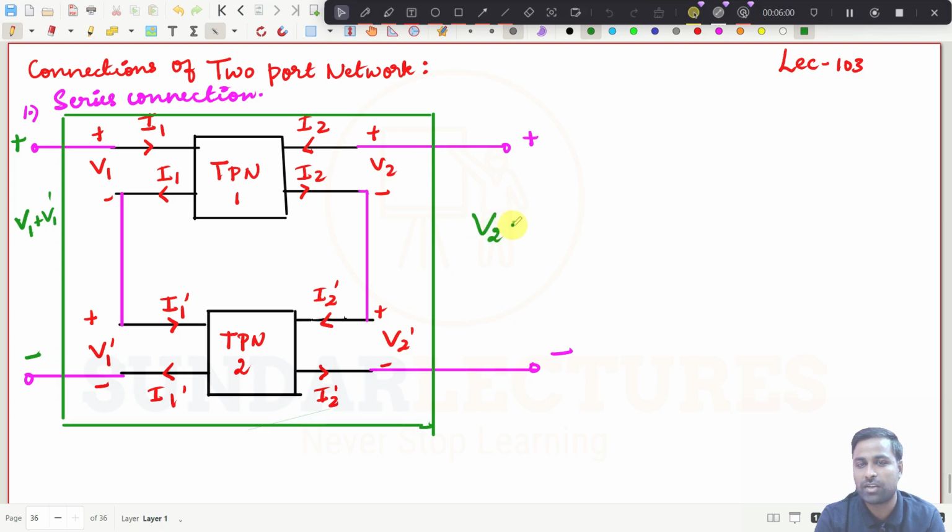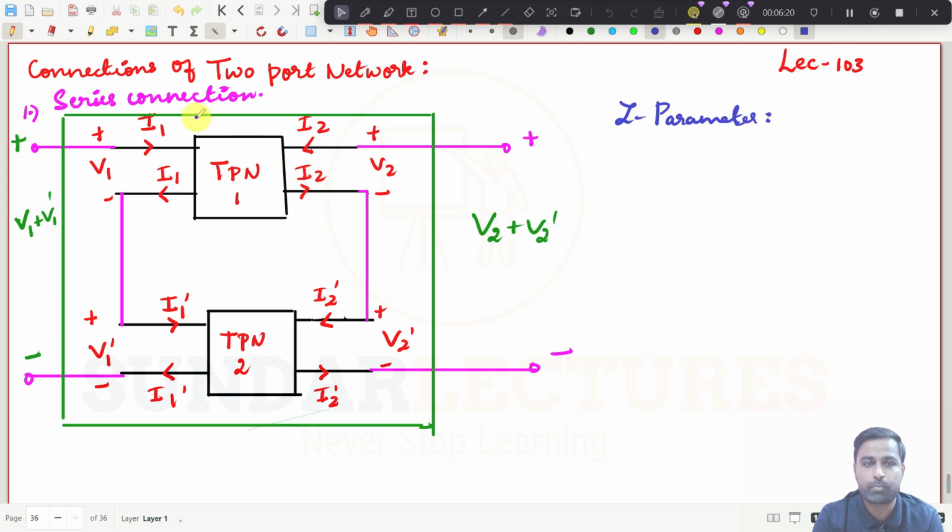So it will be V2 plus V2 dash. Right? Now it will be like this. For example, I will write the equation so that you can easily understand. See, if I am going for writing the equations, what is the first port network? So I am going for Z parameter. I am going to write the Z parameter.